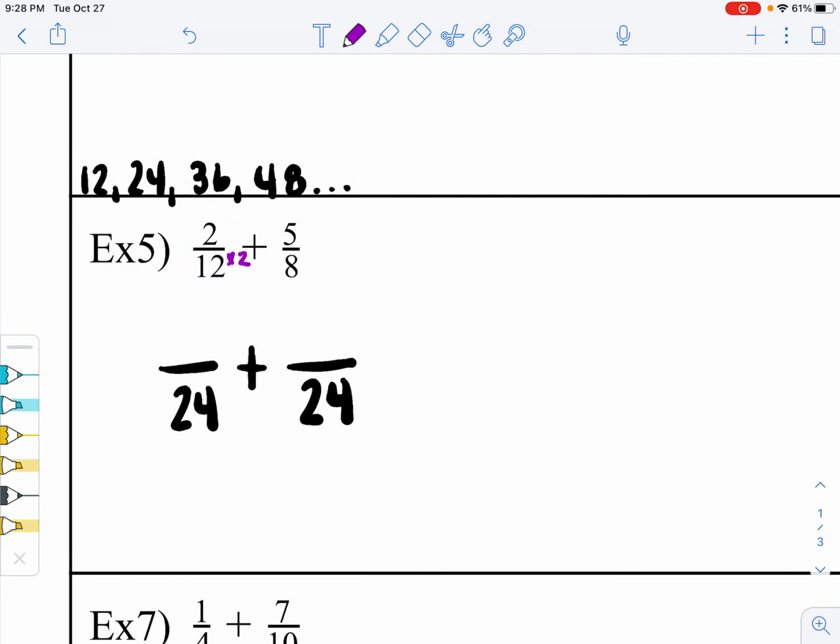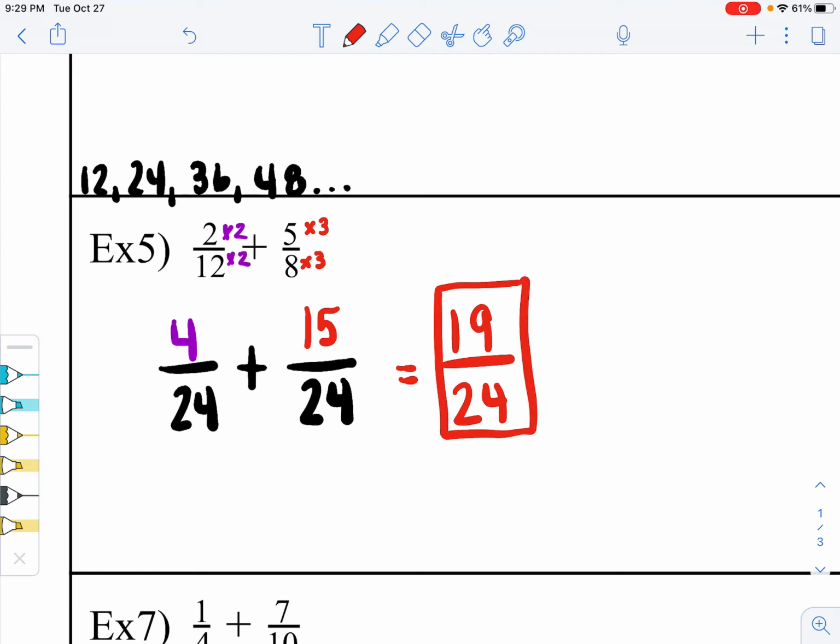12 times 2 gives me 24. So 2 times 2 is 4. 8 times 3 gives me 24. So 5 times 3 is 15. 15 plus 4 is 19 over our common denominator, which is 24. Since 19 is prime, I know that nothing can go into 19 besides 19 and 1, and 19 can't go into 24. So I know that that fraction is in simplest form.